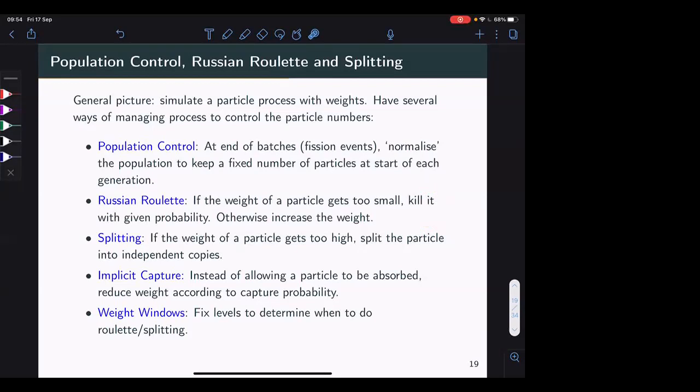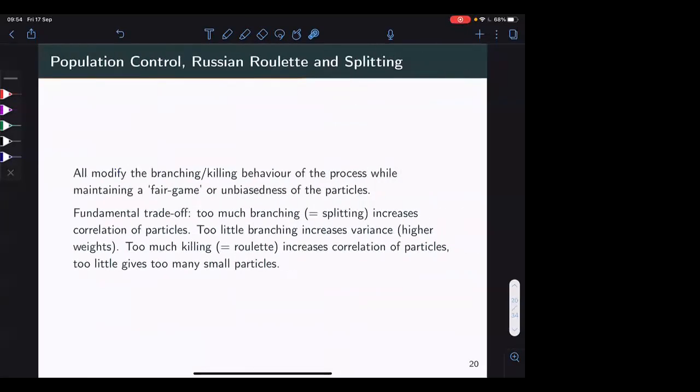You've got implicit capture, where rather than absorbing particles, you reduce their weight approximately. And I think in the algorithms, often rather than doing all these things immediately, you have these weight windows, where you can say, okay, I'm only going to do this Russian roulette if my weight goes below some spatially determined level. And there's software that determines what these weight windows should be based on these adjoint functions and so on. I think all of these things are theoretically justified in various ways.